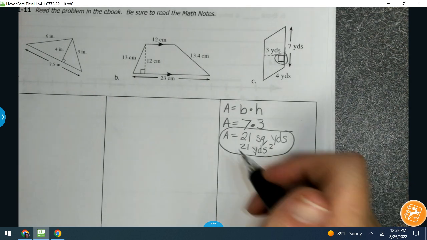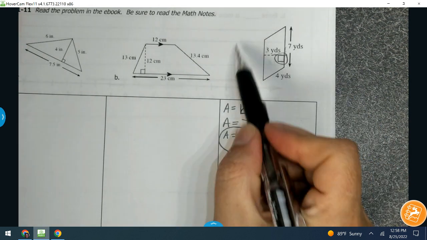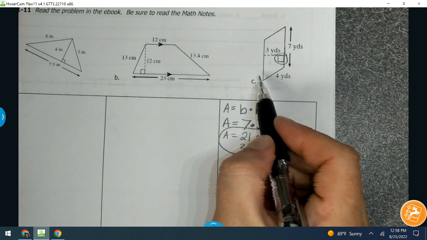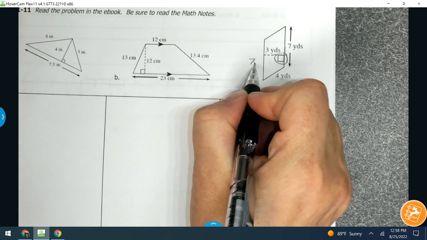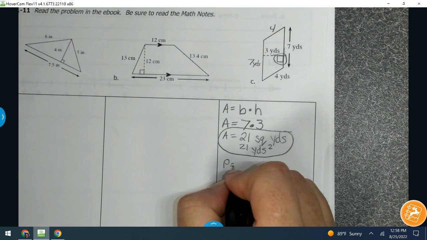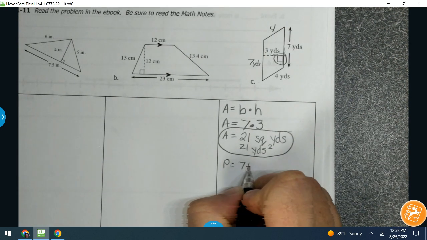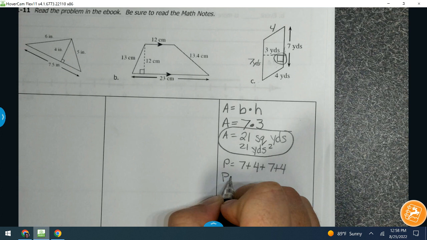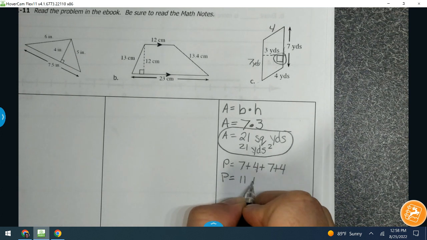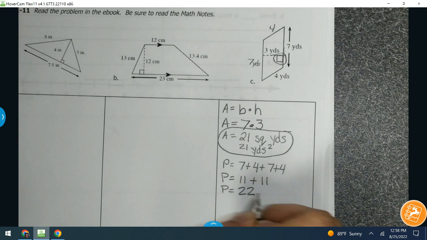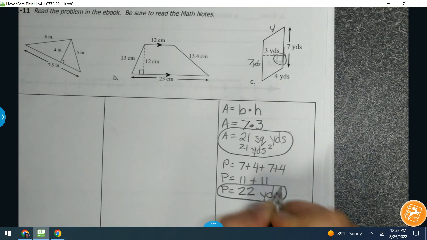I'm going to do the perimeter next. So remember, the perimeter is the outside edge. I know this one's 7 yards, this one's 4. So this one right here is 7 yards. And this one right here is 4 yards. So my perimeter is going to be 7 plus 4 plus 7 plus 4. 7 plus 4 is 11. So is that one. And my units for this is just yards because we're talking distance.